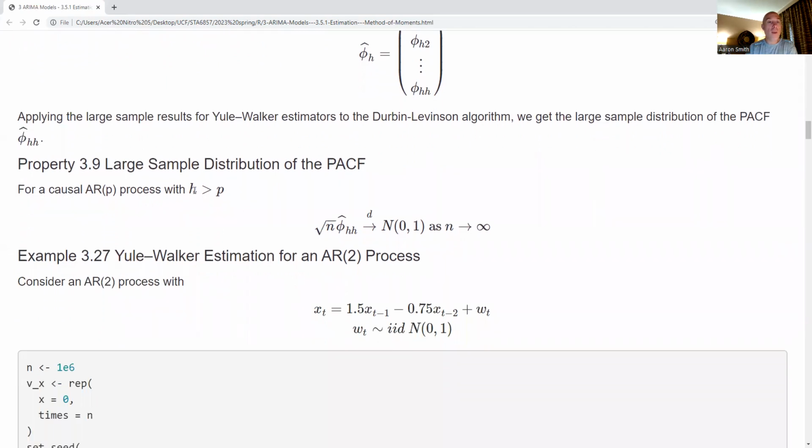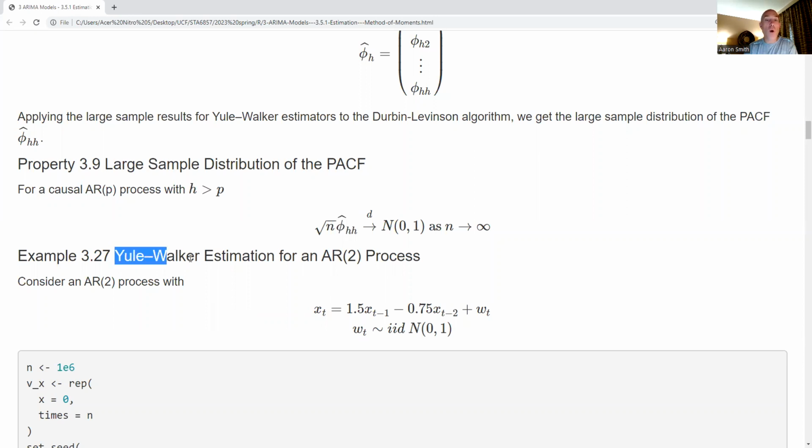So when h is decently large, pretty big compared to p, we know that the square root of n times that partial autocorrelation function estimate will converge in distribution to standard normal. All right, so that gives us the ability to run hypothesis tests. Anytime I know the distribution of something, I can run hypothesis testing, because once I have a distribution, even if it's only an approximation, I can get a p-value. If I can get a p-value, I can make a decision to reject or fail to reject a hypothesis.